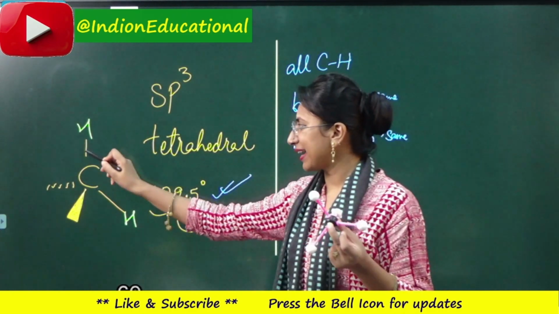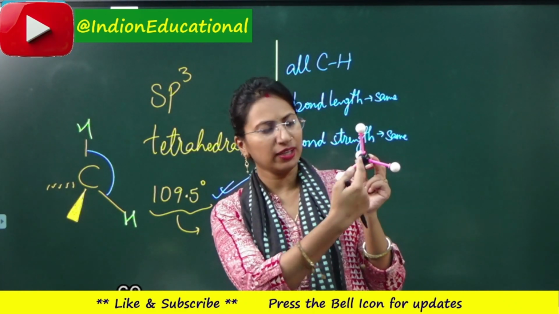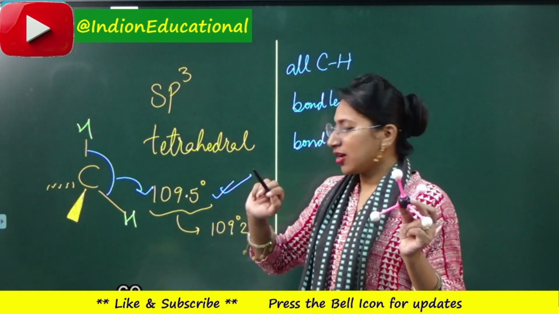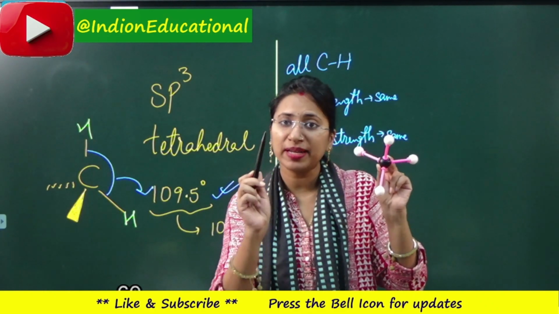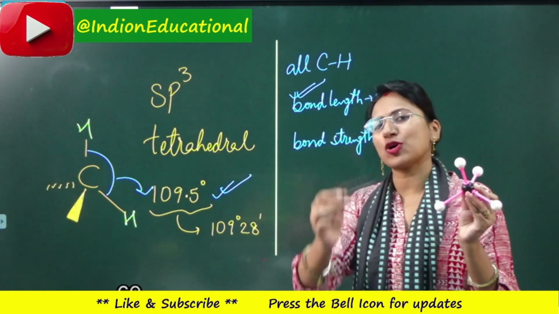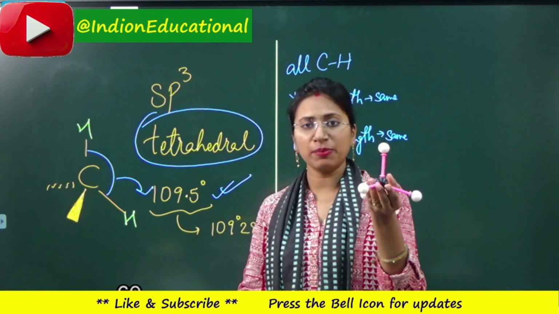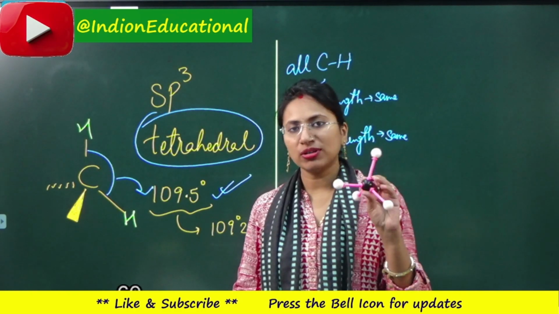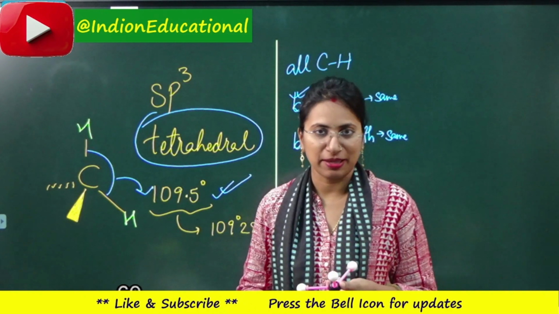So all HCH bond angles, you can take any of them, will have the same magnitude. All carbon hydrogen bonds will be of the same length, and the bond strength is also the same. And if you want to check the shape of this molecule, it will have tetrahedral geometry, a tetrahedral shape. This molecule doesn't have any lone pairs, so its shape and geometry will be the same.